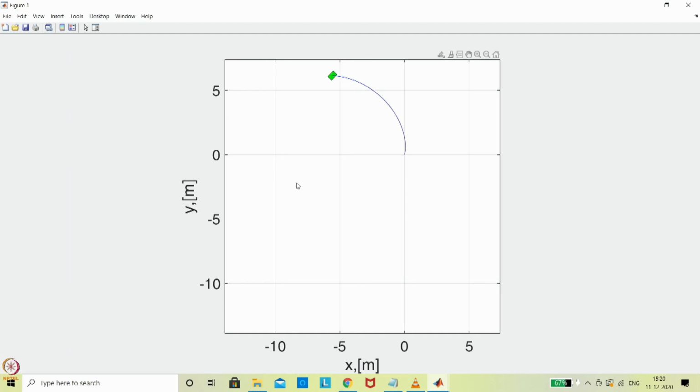Now you can change your XBC, YBC, you can change your vehicle mass and the inertia, and play with all those things. But this is what we call the forward dynamics.